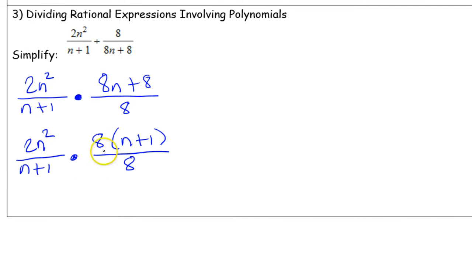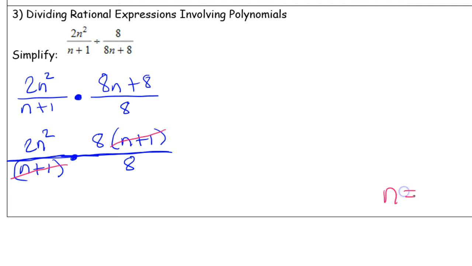Okay, so now I'm noticing that I have n plus 1 in the numerator and n plus 1 in the denominator. Now that it's a multiplication problem, it's a lot like this is one big fraction. So if I have n plus 1 in the numerator and n plus 1 in the denominator, I can cancel those out. Even though I'm canceling them out, there's still a restriction.